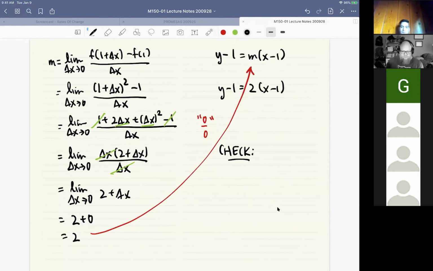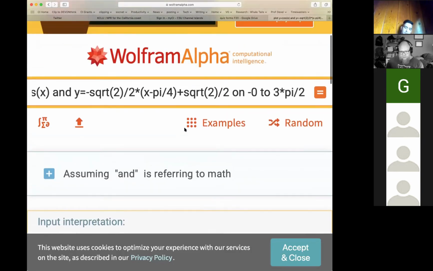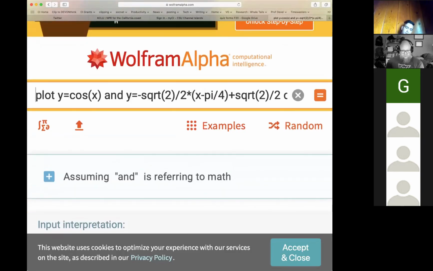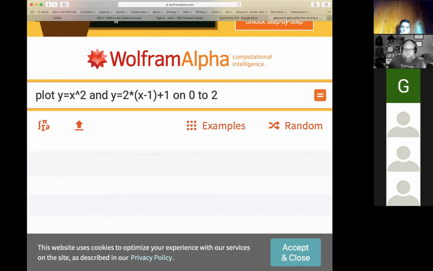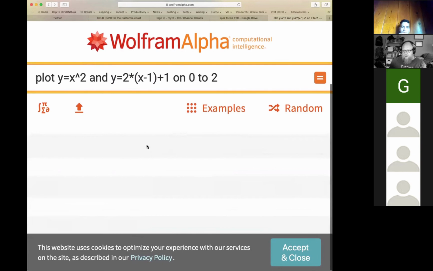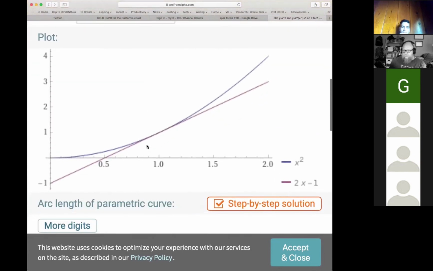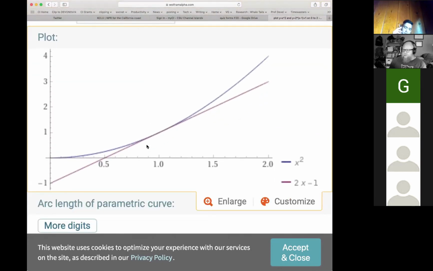Share. So I'm going to tell Wolfram Alpha to plot y equals x squared and y equals 2 times x minus 1 plus 1 on the interval 0 to 2. And hopefully the picture will look right. Yeah, that looks good to me.